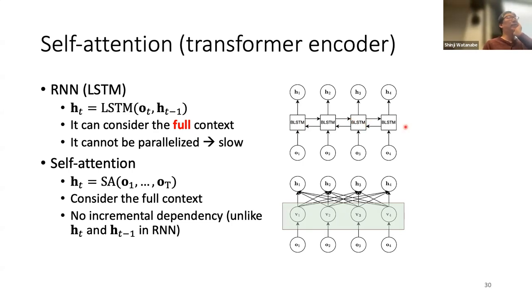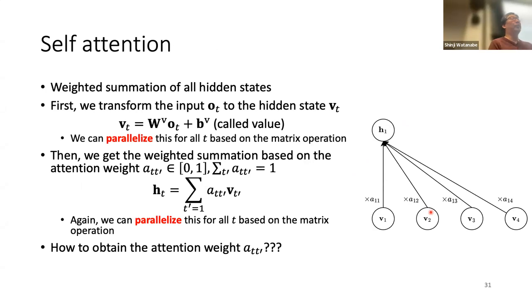However, self-attention actually considers the full context. And at least across time, there is no incremental process, so we can parallelize the processing across time. Due to this nature, the self-attention transformer encoder is now widely used in speech recognition. I will explain a bit more carefully about the self-attention.